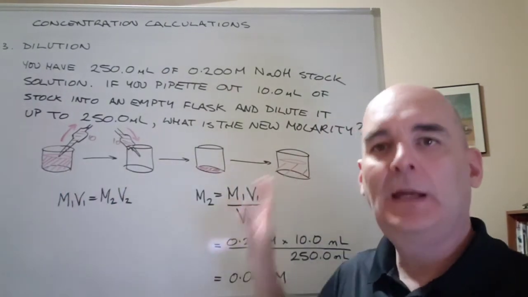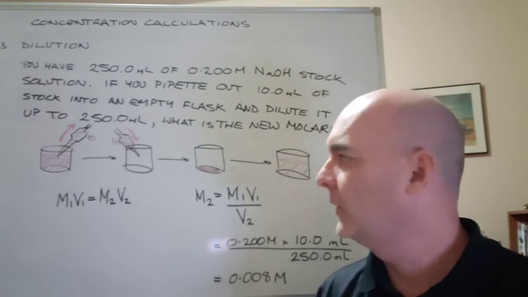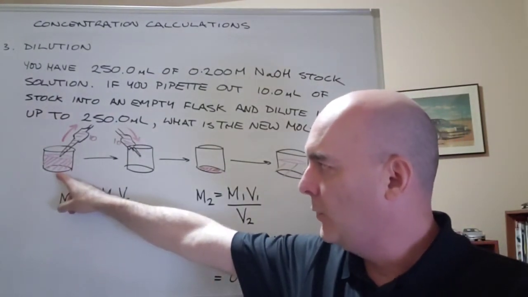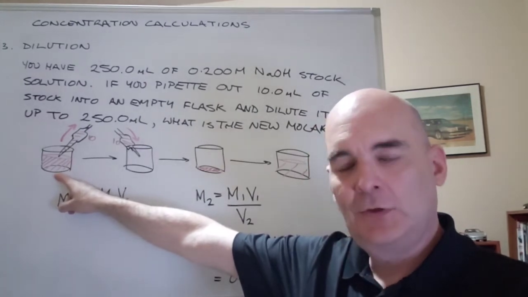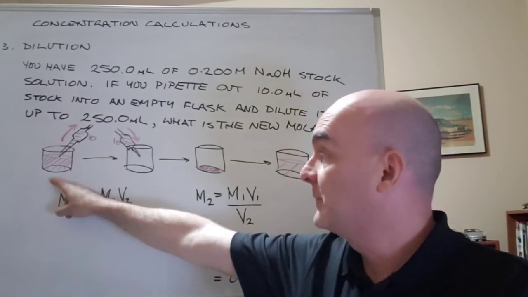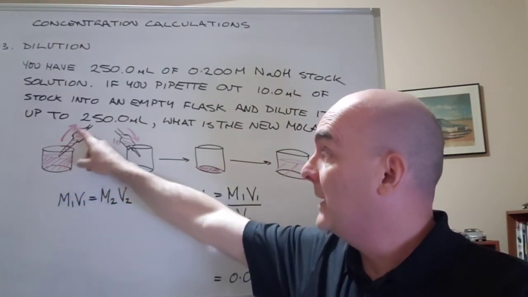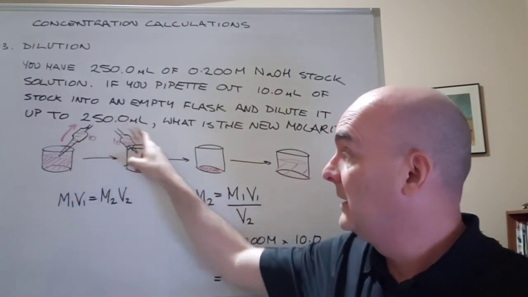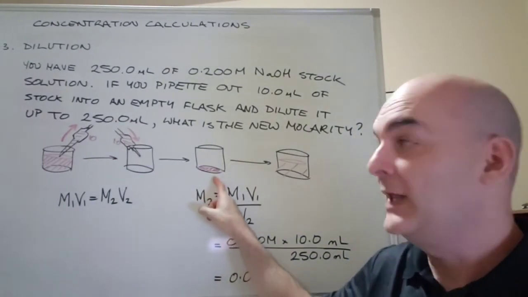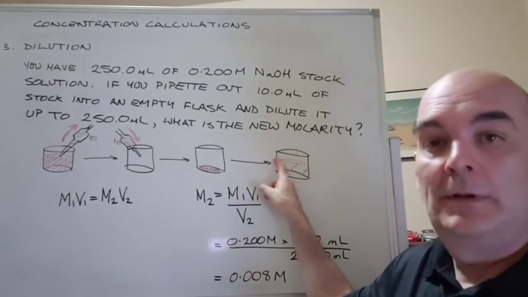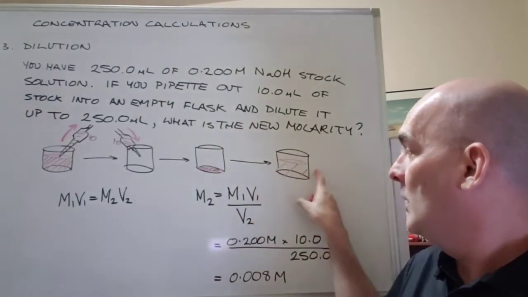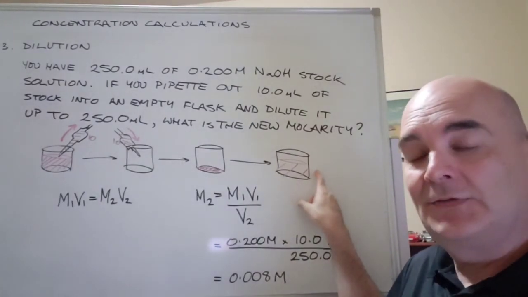So schematically, I've got on the board what we're looking at. I have my stock solution here. There are 250 milliliters of a solution that is 0.2 moles per liter. I'm going to pipette out 10 milliliters of that into a new flask, and then I'm going to dilute that up to 250 milliliters. And I want to know what the concentration inside this flask is.